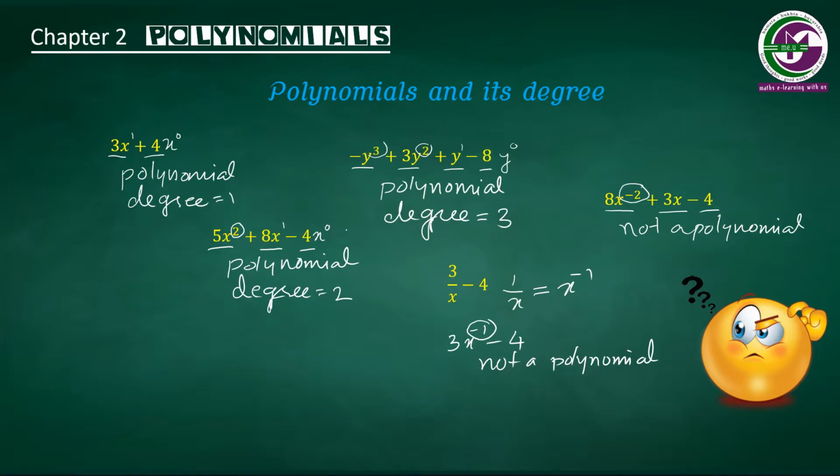Not a polynomial. Next example, root x minus 4. Root x can also be written in the power notation, right? Root x can be written as x to the power 1 by 2. So this expression can be rewritten as x to the power 1 by 2 minus 5. The power of the variable in this expression is not an integer, it is a fraction. So it is not a polynomial.